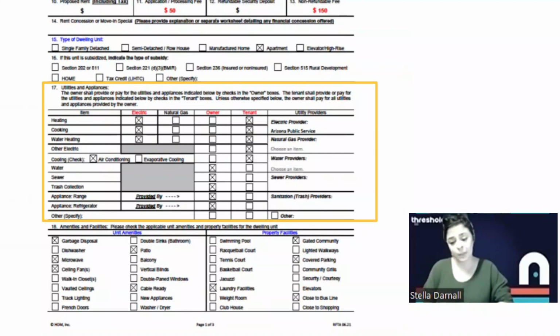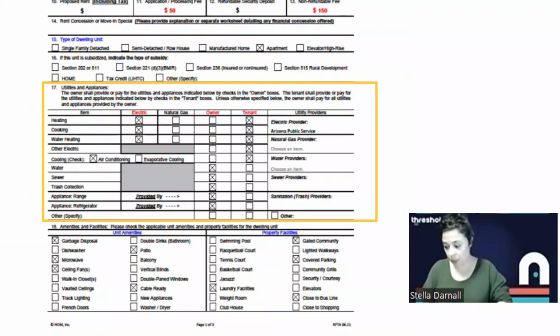If it's a split utility apartment or unit, you're going to go ahead and check what the tenant is responsible for and what you're responsible for. What we do ask, something that's really important, especially if the tenant is responsible for utilities, is that you list the utility providers. We do help our participants with their utilities. So in order to know where to pay the bill, we would need that information.